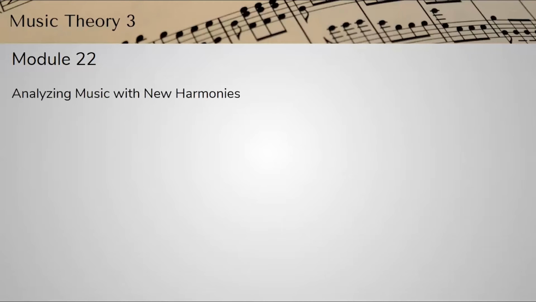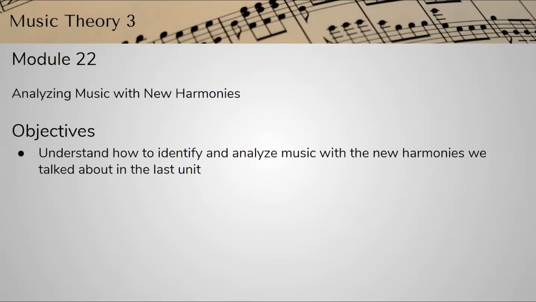This module will be analyzing music with the new harmonies we've been talking about in the past unit, which include dominant chords with a sixth added instead of the fifth, a dominant chord with a raised fifth degree to make it an augmented chord, dominant chords with extensions added, such as the 9th, 13th, and sometimes 11th, and also the common tone diminished seventh chord. After we watch this, we'll understand how to identify these things in actual music and how to analyze them as well. So let's dive into it.